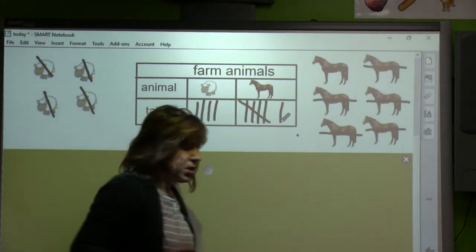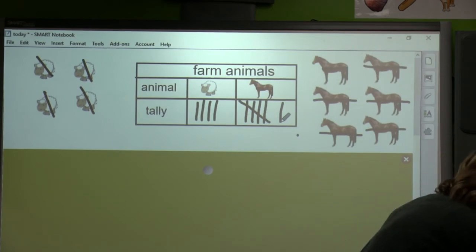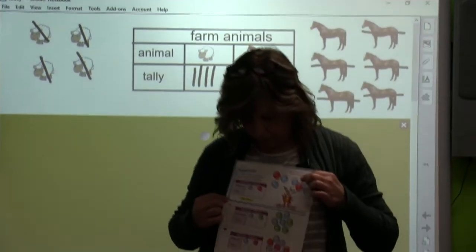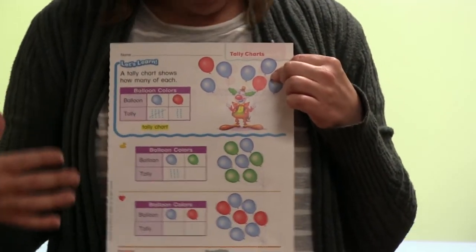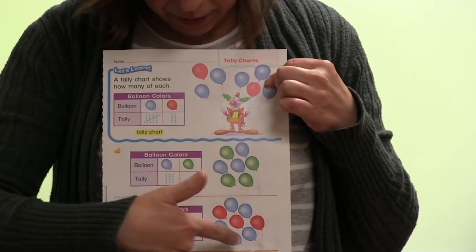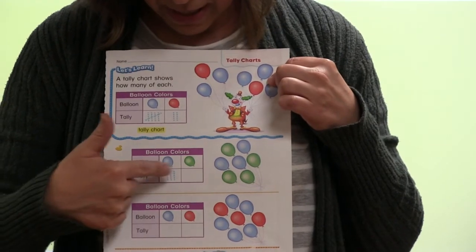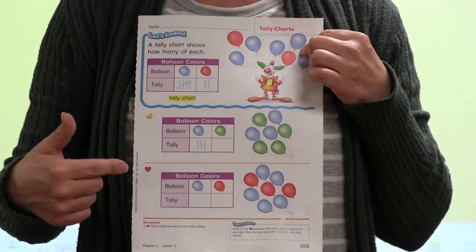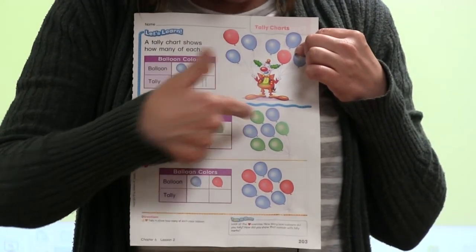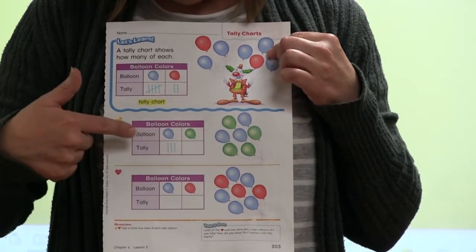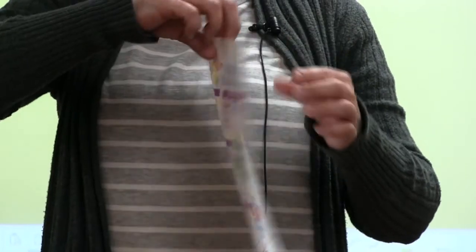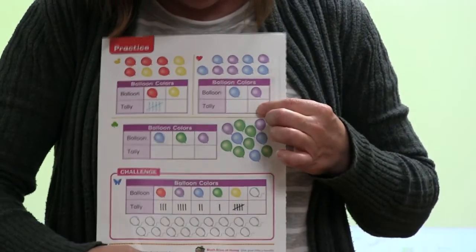Now this is what you're going to do on your paper. Your paper looks like this. And instead of hearts or stars or sheep or horses, you're going to be counting balloons, different colored balloons, and making the tally marks in the tally chart to show how many green balloons or red balloons or blue balloons they have. So you're going to do the tally charts on the front and the tally charts on the back.